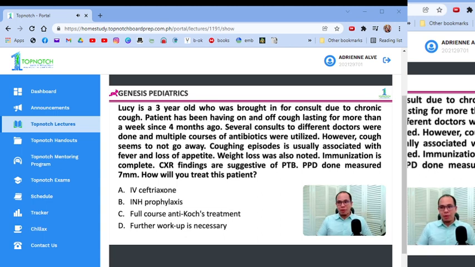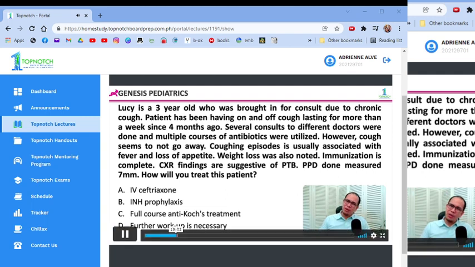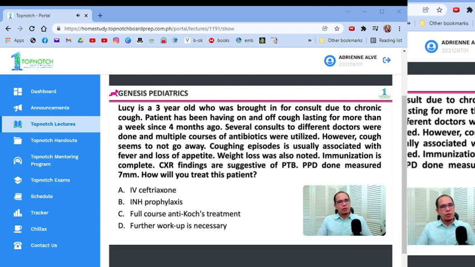So, ang dami pwedeng differentials, diba? Asthma could be a differential, foreign body, although usually hindi naman chronic yun, pero pwede. Okay, episode is usually associated with fever and loss of appetite. So, this is very important. So, usually you don't associate asthma with fever. Okay, loss of appetite, medyo mag-isip ka rin ng ibang sakit. Okay, and then there's weight loss.